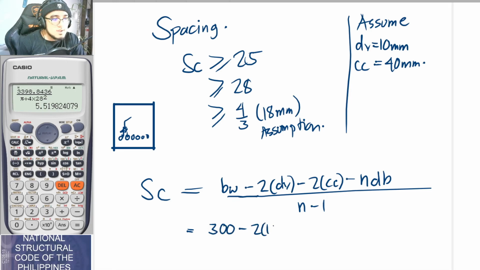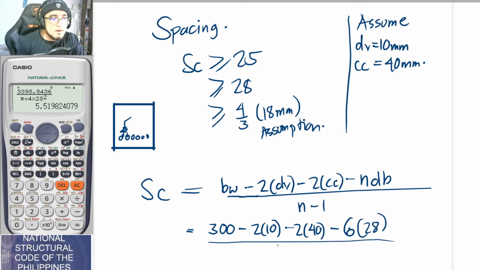Minus 2 times 10. Minus 2 times 40. Minus n. And our n is to be 6 times 28. Divided by 6 minus 1. So I think this would be inadequate, no? So BW. So 300 minus 2 times 10 minus 2 times 40 minus 6 times 28 divided by 6 minus 1. So our spacing here would be 6.4.